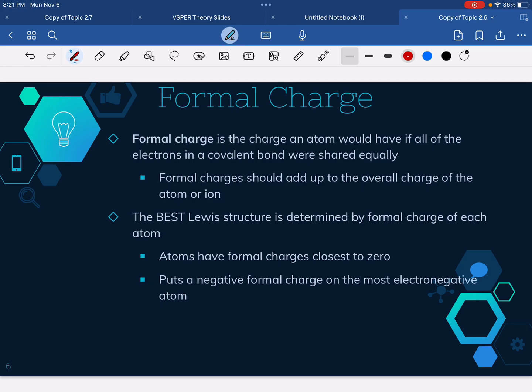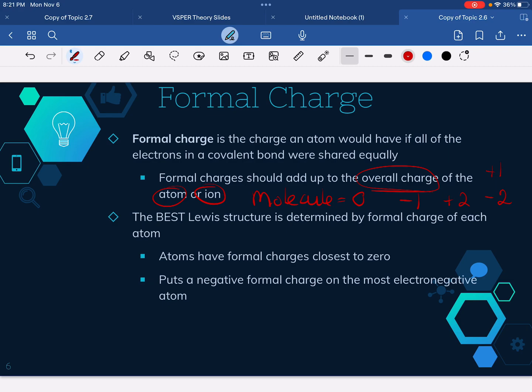All right, the next thing we need to talk about is formal charge. Formal charge is the charge an atom would have if all of the electrons in a covalent bond were shared equally. Formal charges should add up to the overall charge of the atom or the ion. For a molecule that is neutral, that should be 0. For an ion, that would be the charge of -1, +1, -2, +2. It would be whatever the charge is.